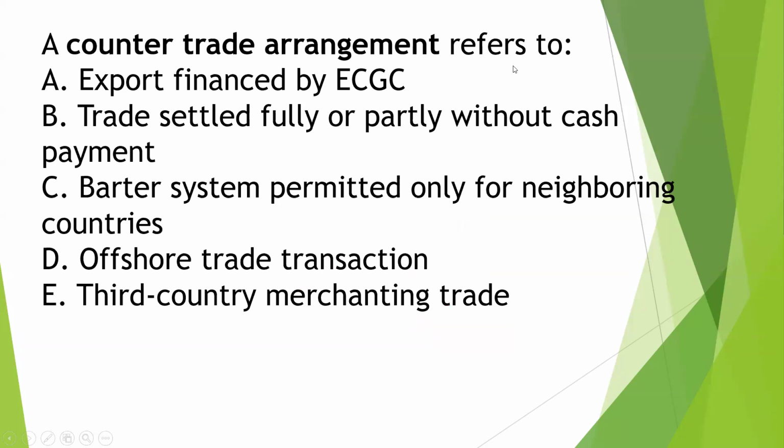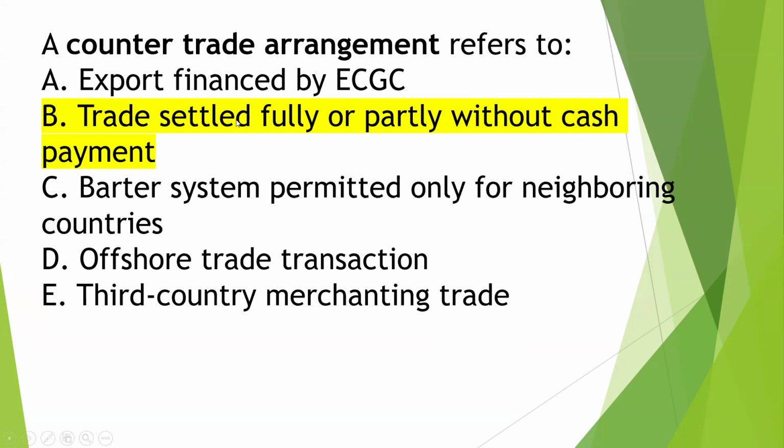A counter trade arrangement refers to what? Options: export financed by ECGC; trade settled fully or partially without cash payment; barter system permitted only for neighboring countries; offshore trade transaction; third country merchanting trade. So you have to tell what a counter trade arrangement is. Let's see the right answer. Correct answer is B, trade settled fully or partly without cash payment.